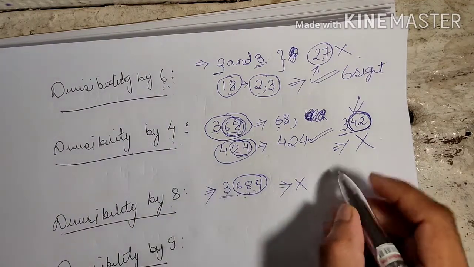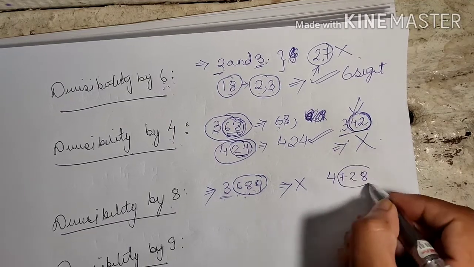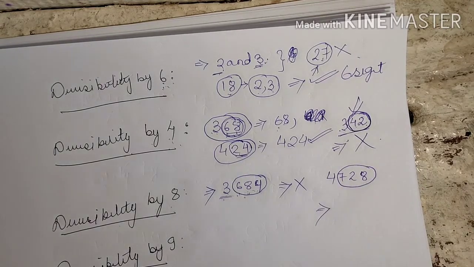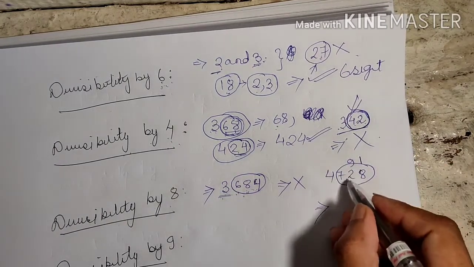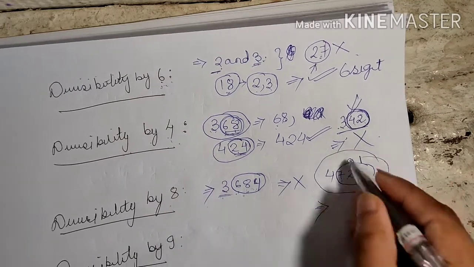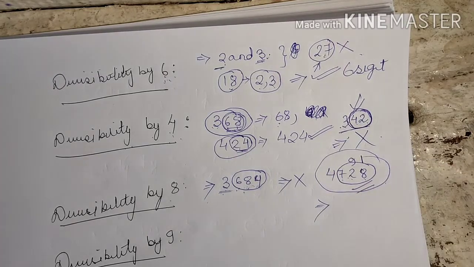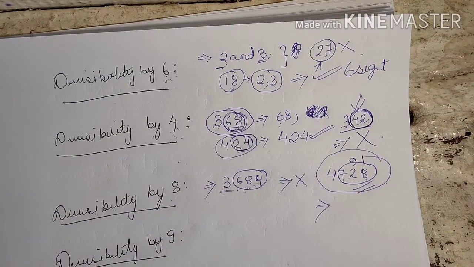Okay, let's take one more example, 4728. What will you do here? You will check for 728. Is this number divisible by 8? Yes, because 8 9s are 72 and 8 1 is 8. So 728 is divisible by 8, and we can say that 4728 is also divisible by 8. Okay, very simple for 4 and 8. For 4, you have to check the last 2 digits, and for 8 you have to check the last 3 digits of a given number. Okay, now we'll go for the divisibility test by 9.